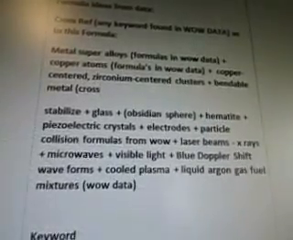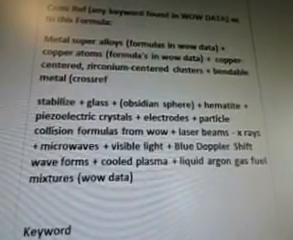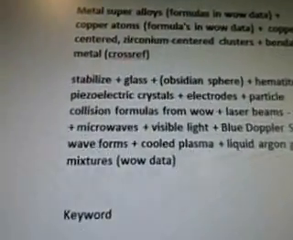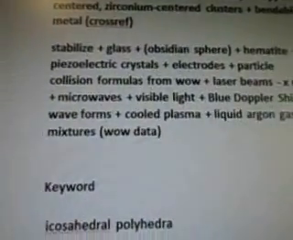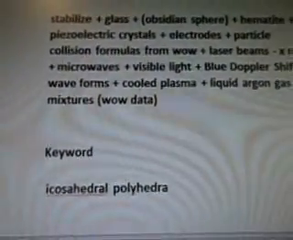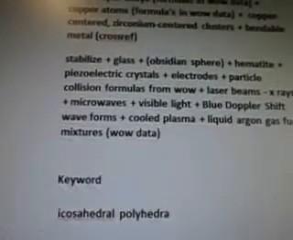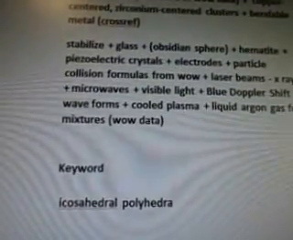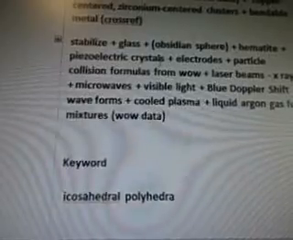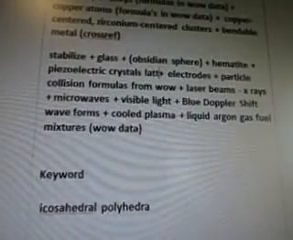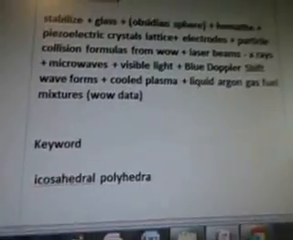So I always copy and paste these formulas into the information of the video, so I want to make sure it's there. Okay, so stabilize, add glass, which would be our obsidian sphere formulas. Hematite plus the piezoelectric crystals, electrodes, particle. Hold on, I got crystals. I need a lattice there. Forgot the word lattice, because that is part of the computing.